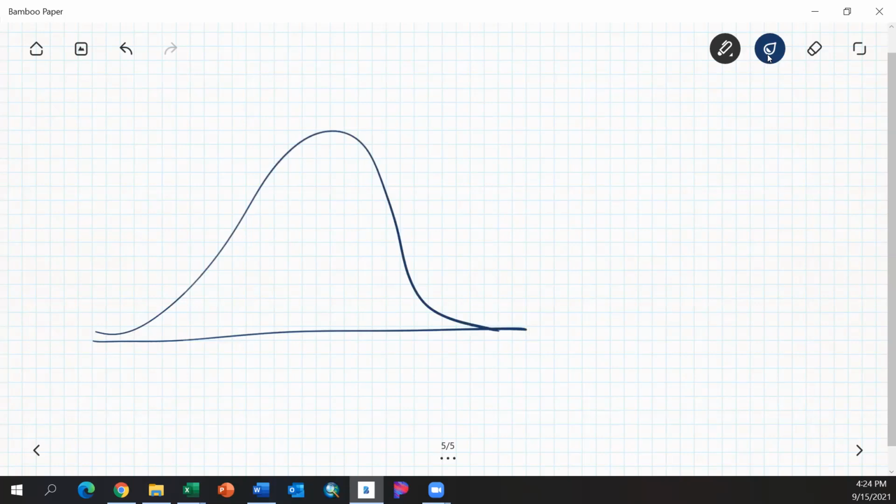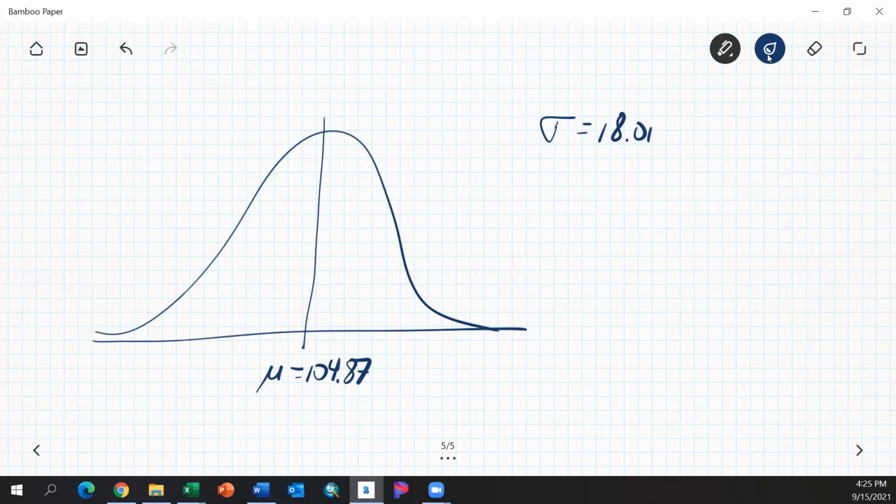There are several things to remember about the normal curve. The area under the normal curve is 1, it is symmetric, and the center of the normal curve is the mean. So here's our mean, cost of living index mu, with a value of 104.87. The curve has a standard deviation of 18.01, which tells us how wide the curve is. However, we do not hand draw these curves to scale, so it would change our hand drawing.